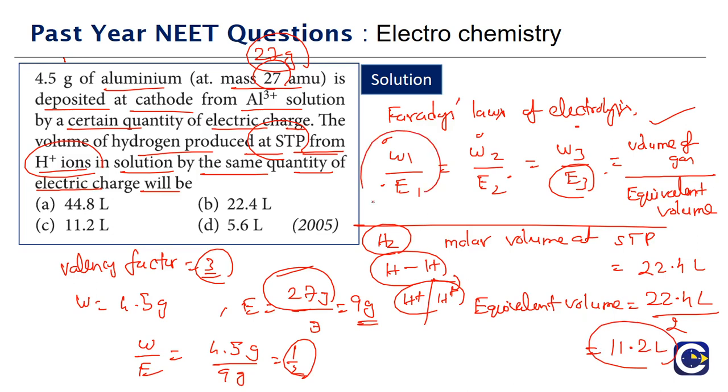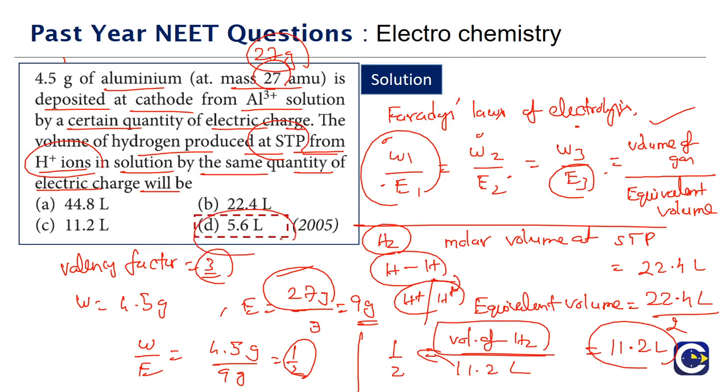So W by E will be equal to what? For the aluminum, which is half, as we already got, it will be equal to the volume of H2 that we are getting divided by the equivalent volume. The equivalent volume is 11.2 liters, which means when you cross multiply, the 11.2 will come to the LHS. So the volume of H2 is 11.2 by 2, which is equal to 5.6. So the volume of the hydrogen gas that is produced at the other electrode will be 5.6 liters. So this is a straight question based on Faraday's law.